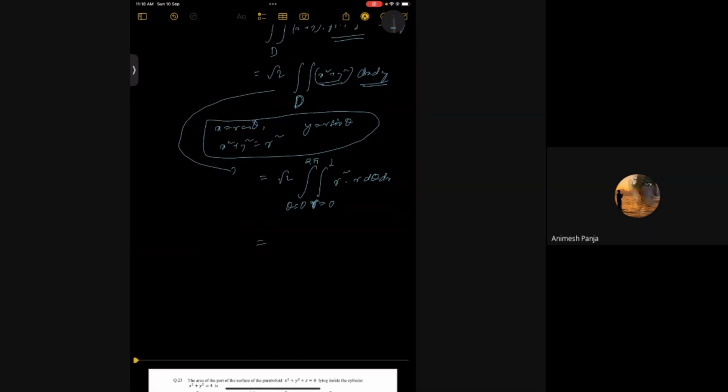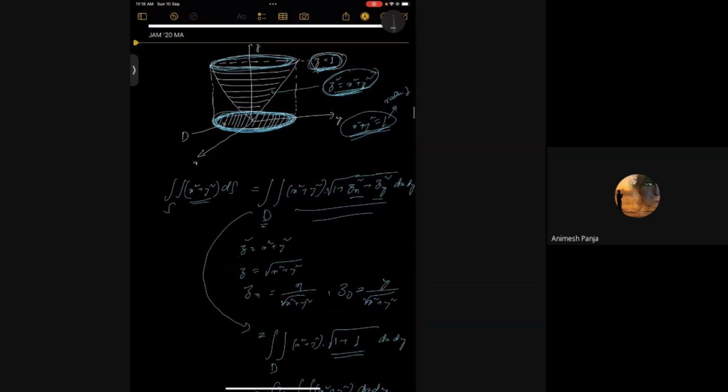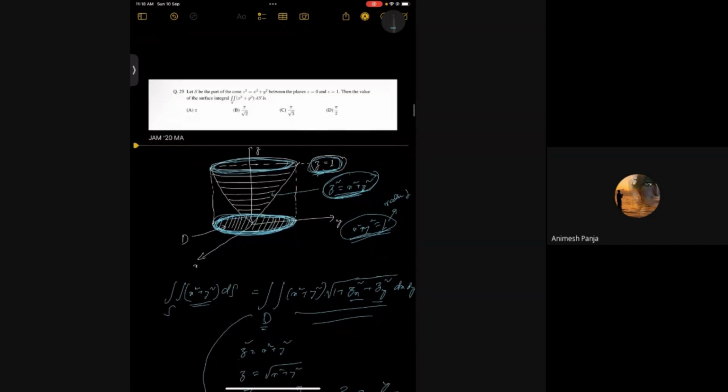It's very easy to compute, and I urge you guys to try and check that it's nothing but pi by root 2. Actually, I tried myself because I was preparing for this section. So the answer is pi by root 2. The option B. The answer is option B.